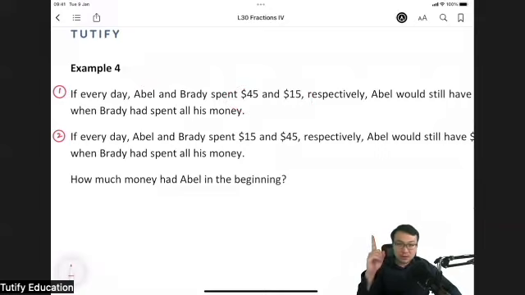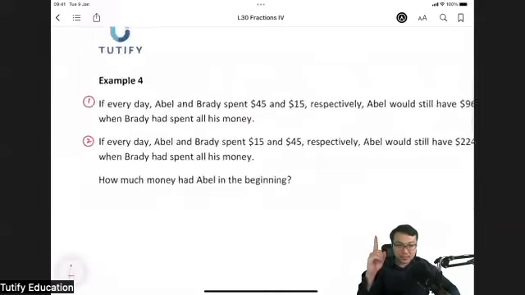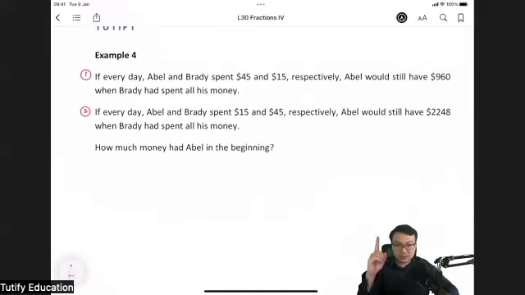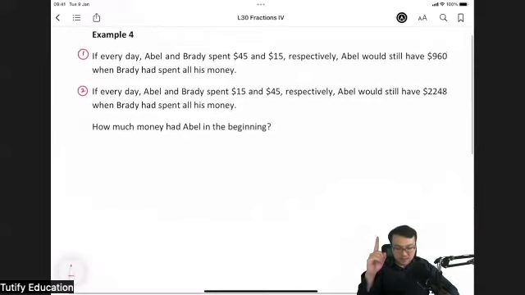Even though he's spending more, who has money left? Abel. So, do you think Abel is richer or Brady is richer? Abel. Very good. Okay, because even after spending more money, he still has leftover money. Brady has no more money already. Okay, so Brady is the poorer one.